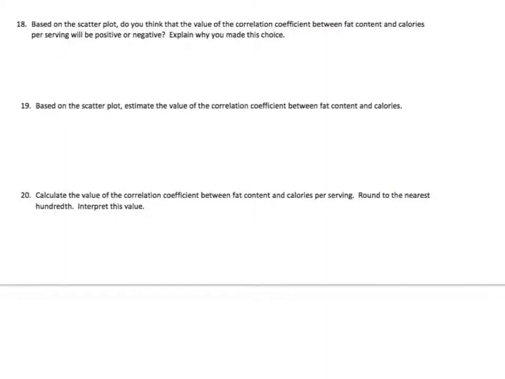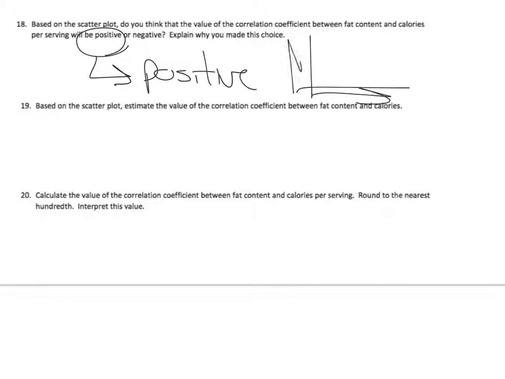So based on the scatter plot, do you think the value of the correlation coefficient between fat content and calories will be positive or negative? I believe it's going to be positive, because as x increases, y also increases. It looks like it has a linear relationship, positive. Estimate the value of the correlation coefficient between fat content and calories. I'm going to guess at 0.75.